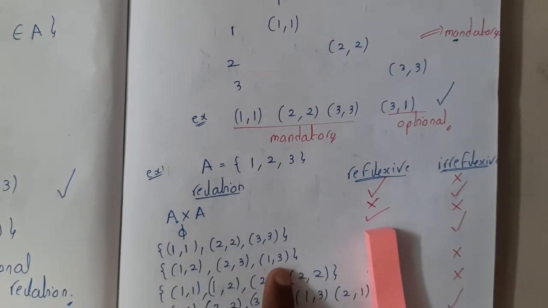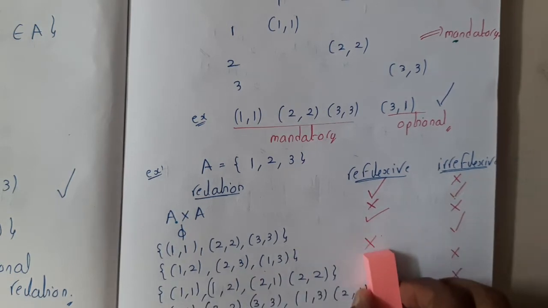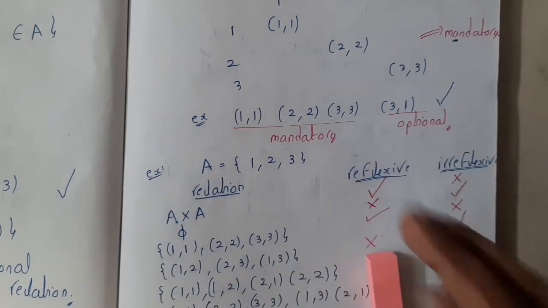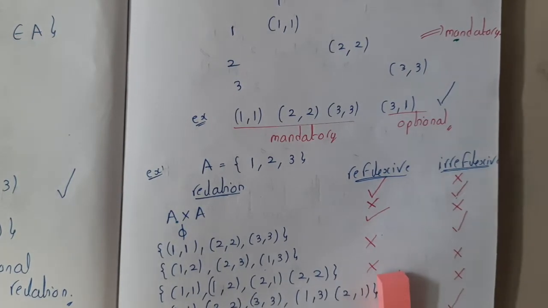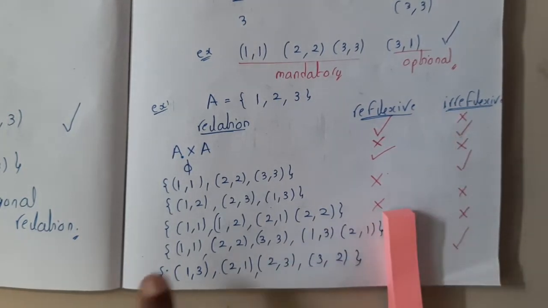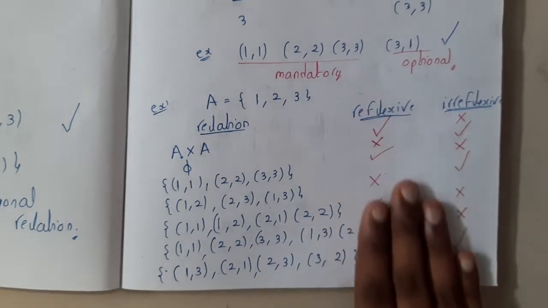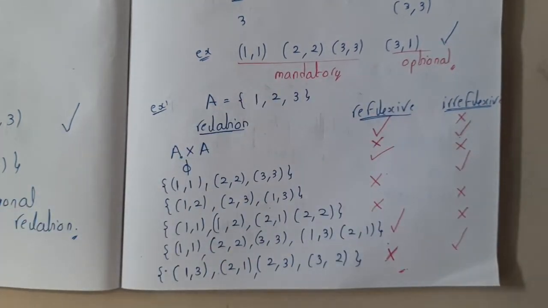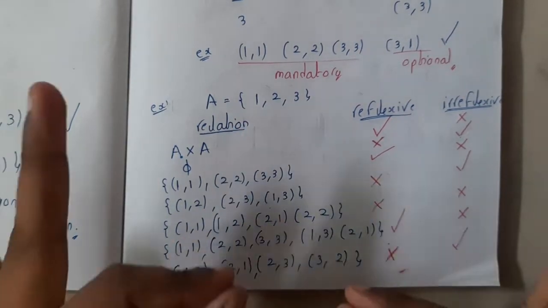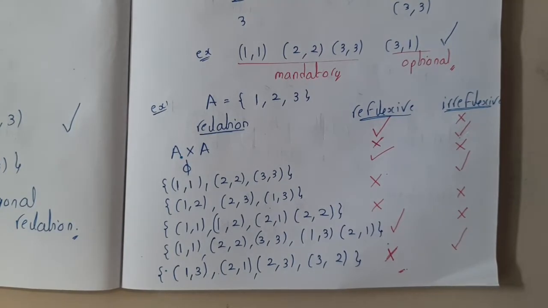Next, (1,2), (2,3), (1,3). (1,1) is not there, (2,2) is not there, (3,3) is not there, so it's not valid. Then (1,1) is there, (2,2) is there, (3,3) not there, not valid. Similarly (1,1), (2,2), (3,3) with some additional elements is there. We approve it. These three are important, the rest can come or not come, no issue. The last one has no (1,1), (2,2), (3,3), so it's invalid. To say whether a given relation is reflexive or not, check whether the diagonal elements are there or not.